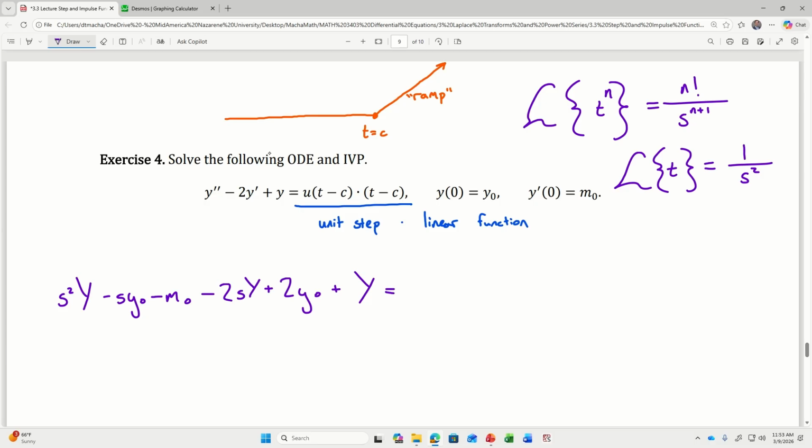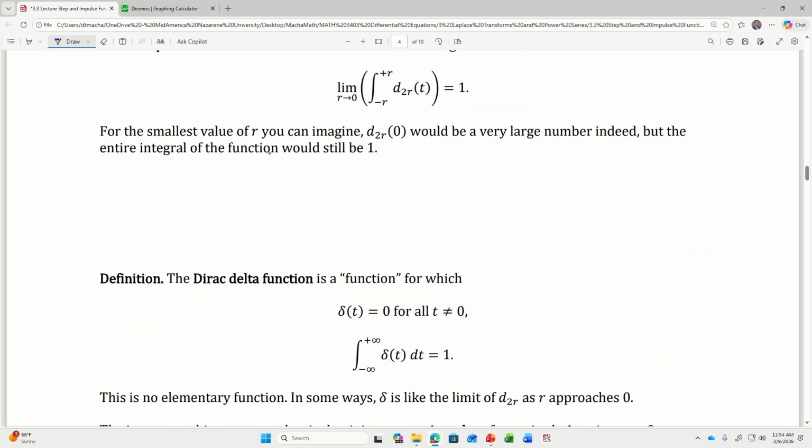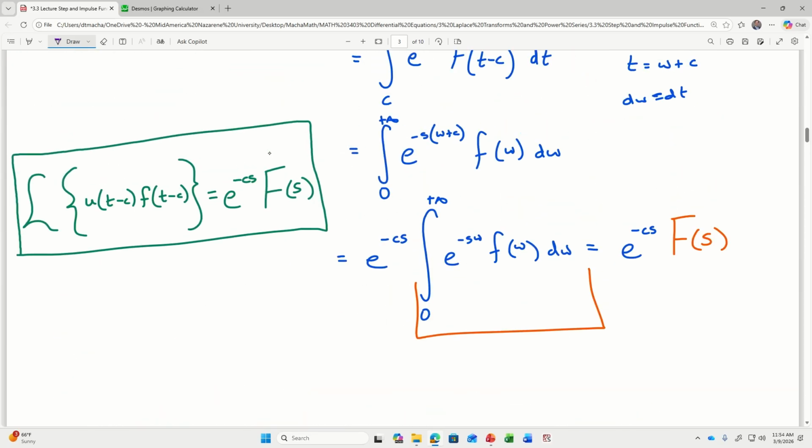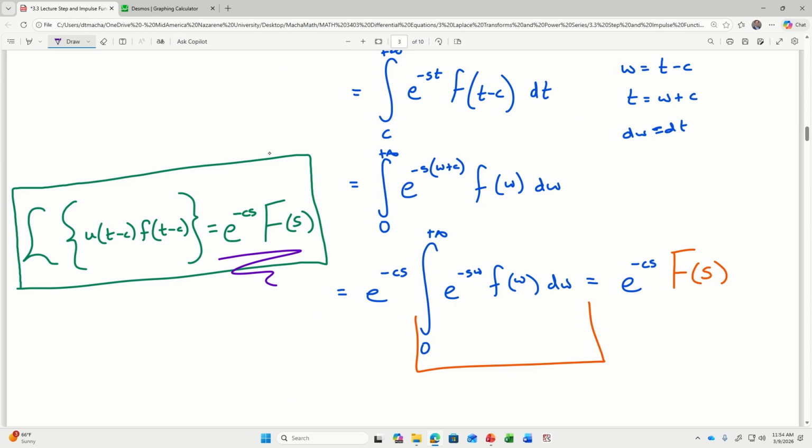But I don't just have t. I have this t function modified, so I'm subtracting c from the argument, and I'm multiplying by a unit step function. And the Laplace transform of a unit step function times another function where I shift the argument by subtracting c is e to the negative cs times what would have been the Laplace transform. That's also something we found earlier, right?